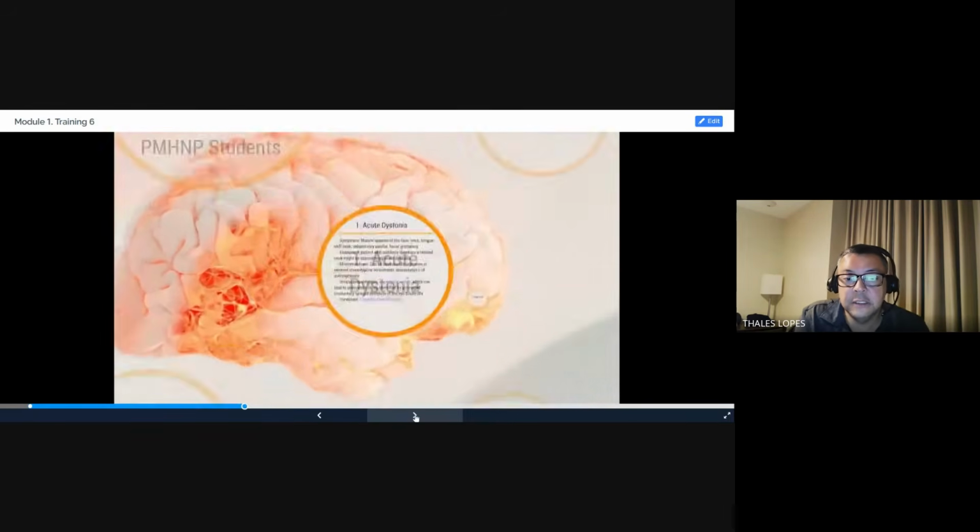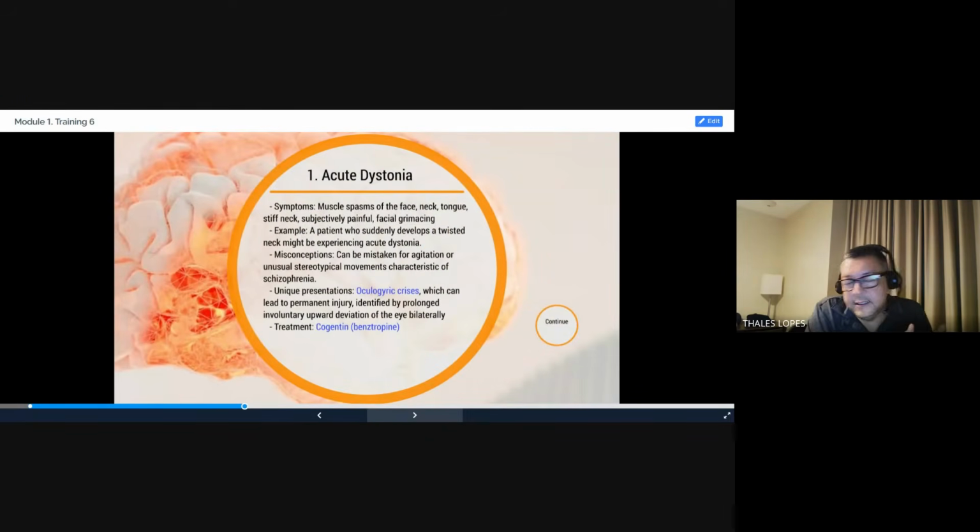Now we talked about acute dystonia, and I said that's one of the best ones that I like to treat because it's very treatable. Okay. Oftentimes you get called in the ER if you're on shift or on call, and someone comes and they can't really talk. The neck is twisted. They look like they're having spasm of the face, right? Very painful. Facial grimace. You can't understand what they're saying, right?